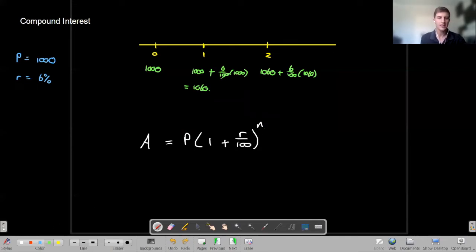So this is again my time period, n. This will be my rate, R. And this is my principal, P. And this is my starting amount or my accumulated amount, A.